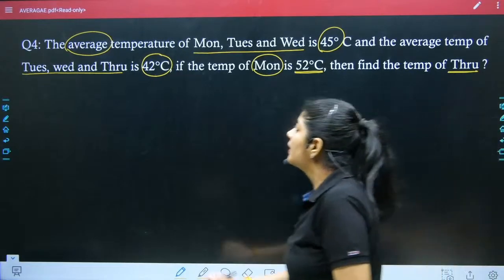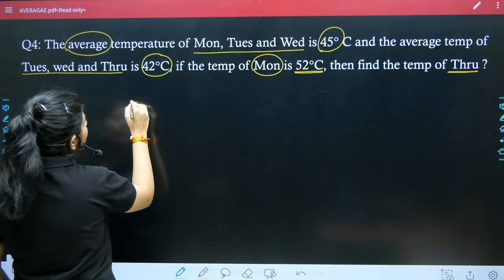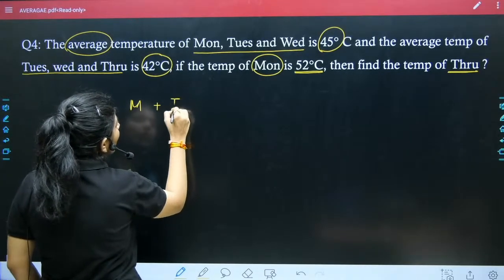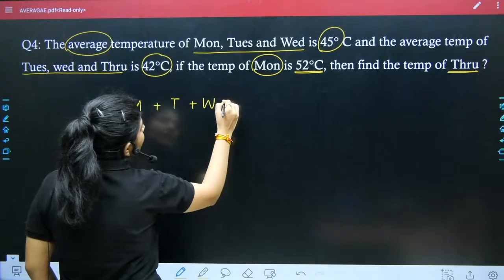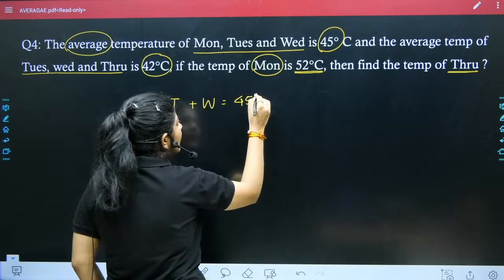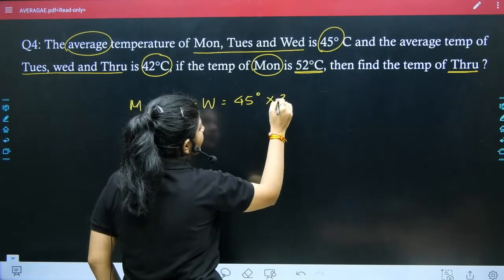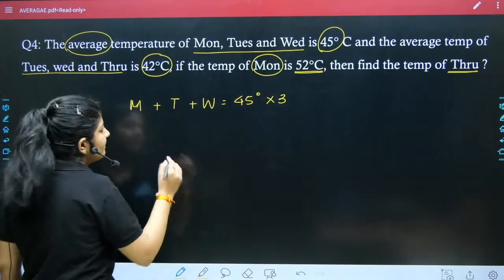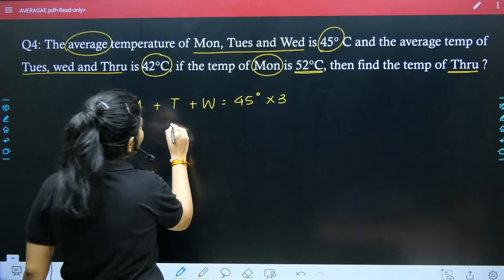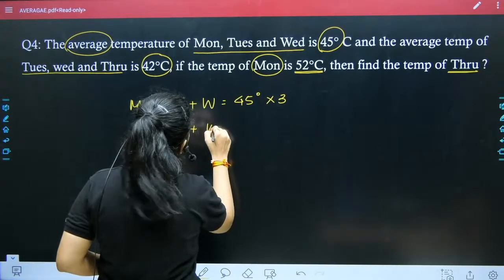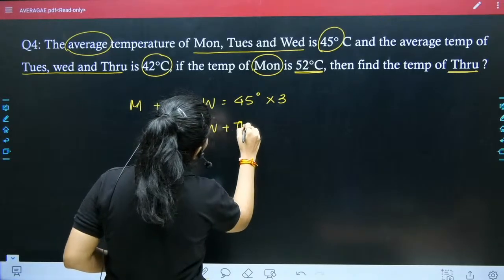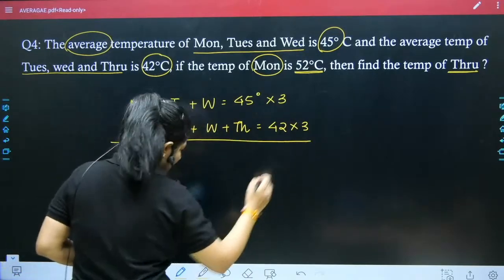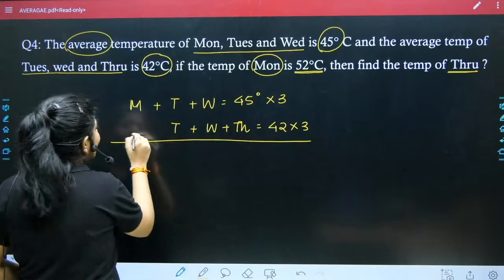Let's see. If I have to find out the total sum, I can say that the total temperature of Monday, Tuesday and Wednesday should be equal to 45 into 3. What I did, I just simply transferred the number of observations over here. And it is also given that the total temperature on Tuesday, Wednesday and Thursday is equal to 42 into 3. So what I do, I just simply subtract them.